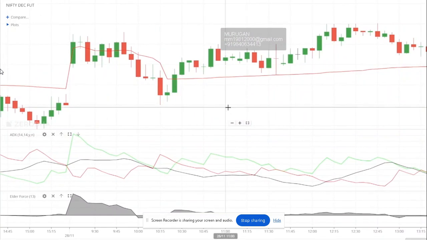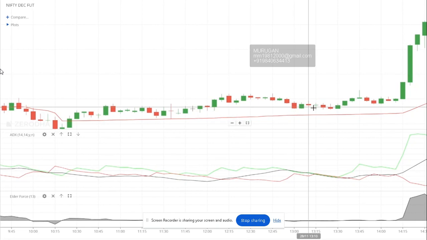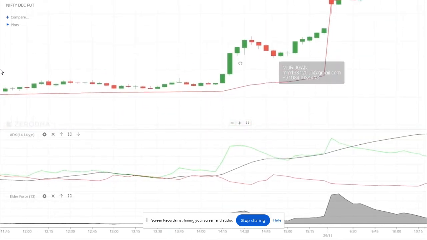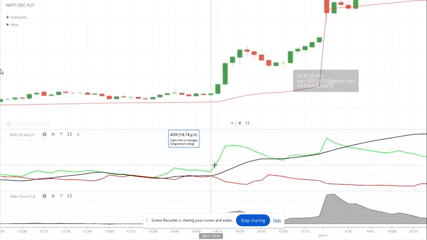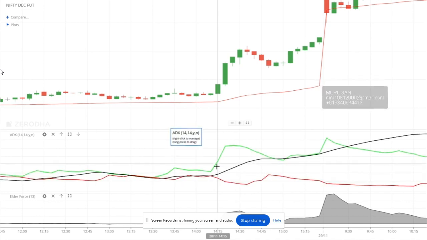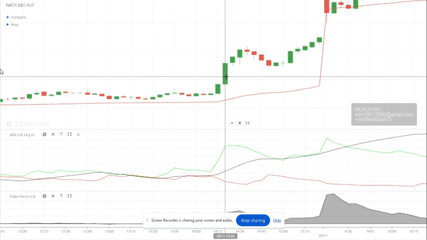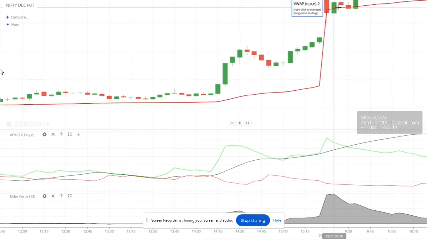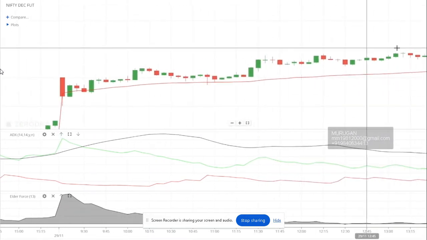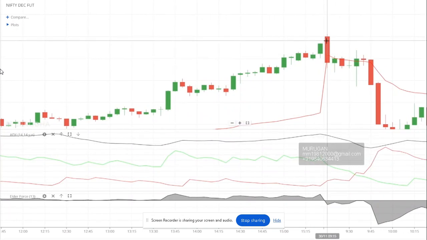Okay. So you can see here, at this point of time it is very clear. Green line is above the red line. It's an upward trajectory. There is a good spike. Price is above VWAP. See how much price has gone up. It's such a fantastic shooting up. You would have made fantastic profit.